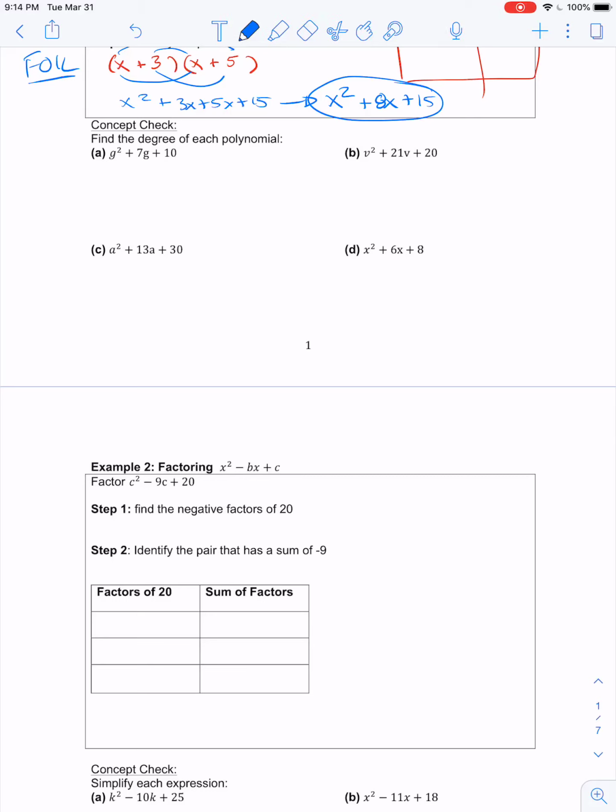Okay, guys, I gave you a few minutes to do those. I'll just do one more to review exactly what you did so you can confirm you did it right. So for example A, g squared plus 7g plus 10.